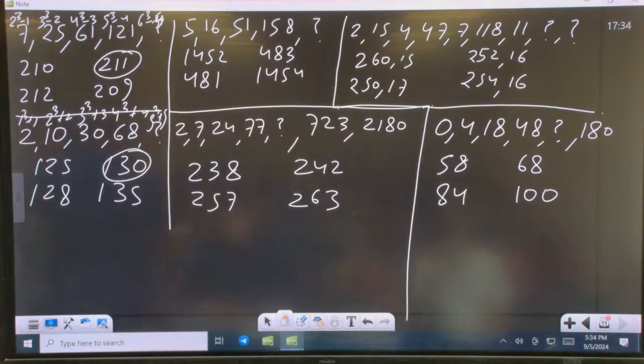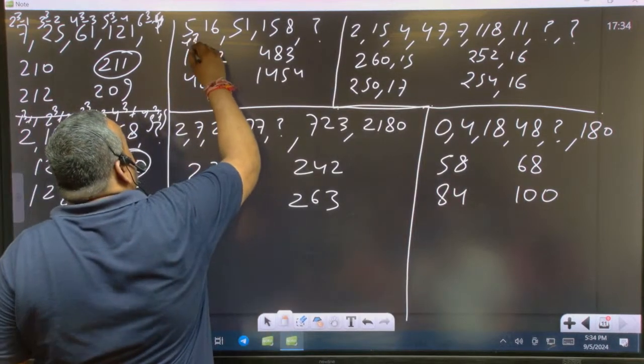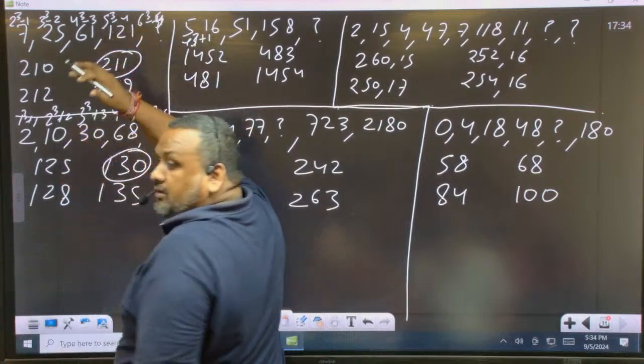Now just tell me, don't tell me the answer. First tell me what is the expression of the third question? Is it plus or multiply? Multiplication, right? And we all know that 16 doesn't come in the table of 5. But we all know that 15 comes in the table of 5. So it will become like 5 3s are 15 plus 1, 51.